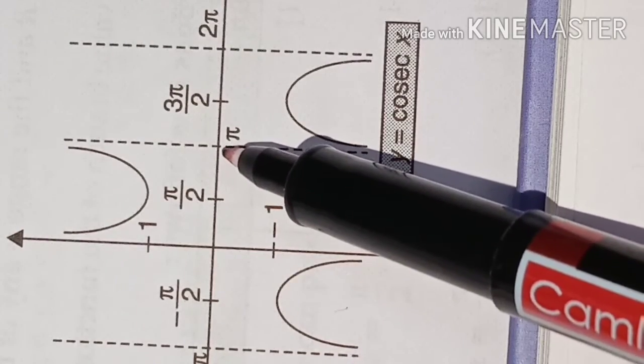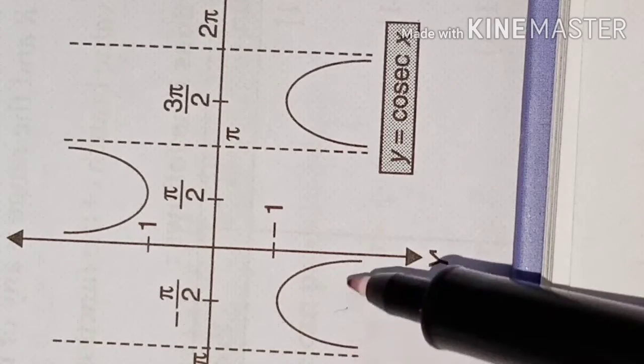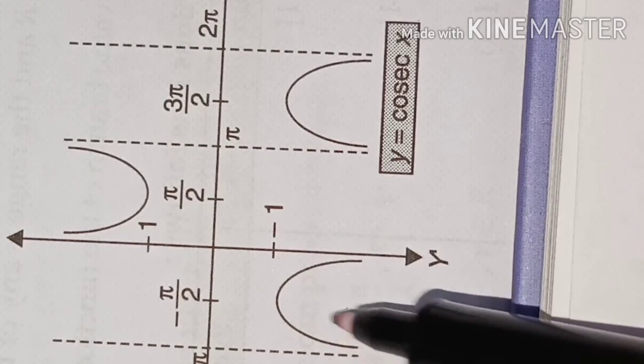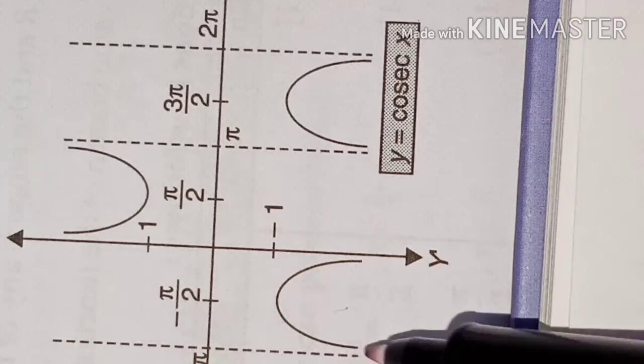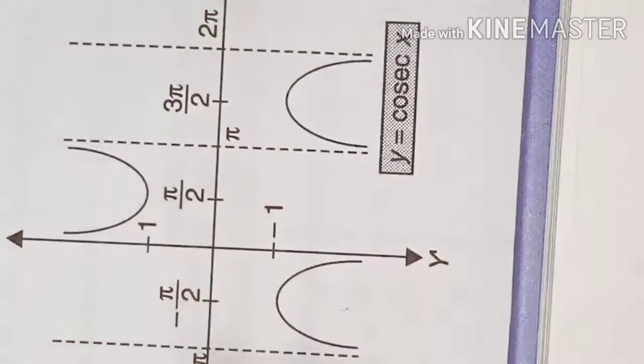Between 0 and minus pi, the graph is always downward. It is below -1, so it is going downward and never reaching the y-axis, the vertical asymptote. This is the graph of the cosec function.